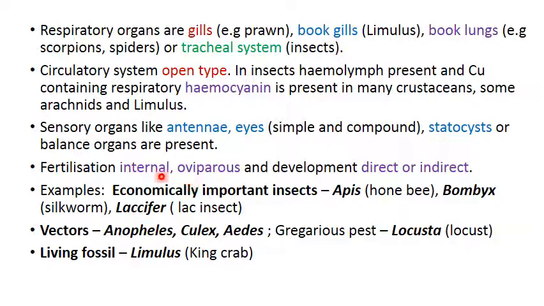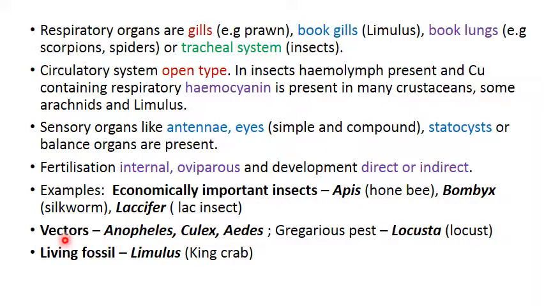Now fertilization is internal, they are oviparous, that is they lay eggs, and development can be direct or indirect. So in your NCERT book they have listed the examples under these headings. One is economically important insects: Apis, that is the honeybee, Bombyx, that is the silkworm for production of silk, and Laccifer, that is the lac insect, from which they also make lac bangles.